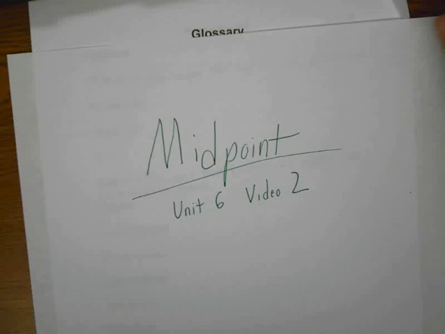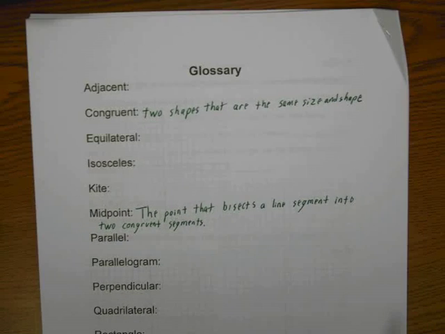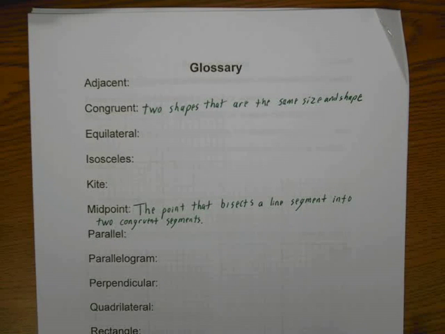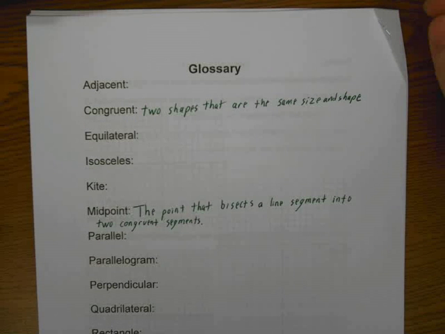Before we get started with the lesson, we are going to add our first words into our glossary for the unit. So make sure that you fill these into your packet. The two words that we're going to talk about today are midpoint and congruent. A midpoint is the point that bisects a line segment into two congruent segments. And to be able to make sense of that, we have to talk about what congruent means. Congruent means two shapes that are the same size and shape. So our midpoint is going to cut a line segment into two pieces that are exactly the same. So go ahead and pause the video and make sure you get those vocabulary words down.